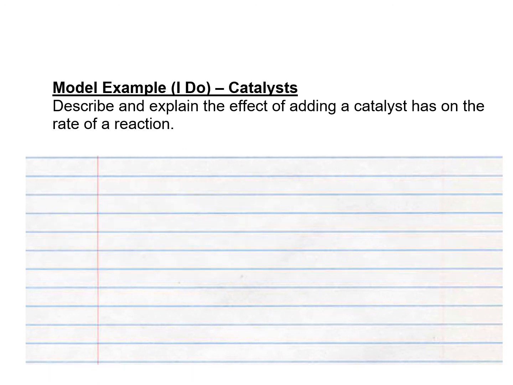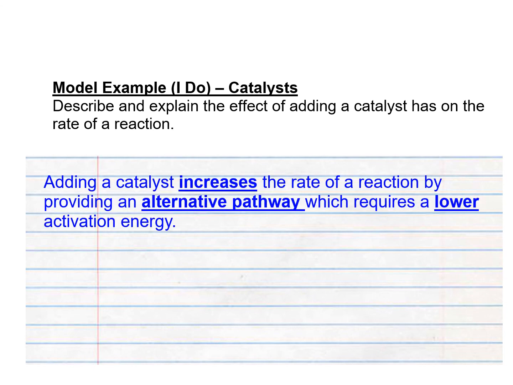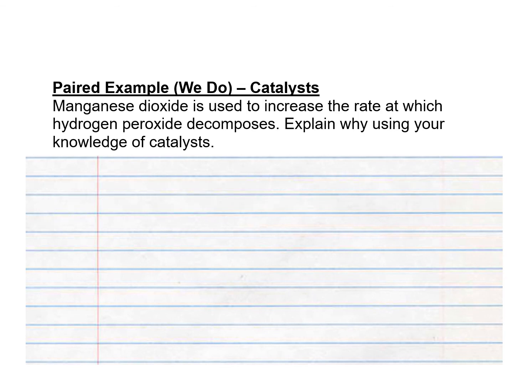The final example we're going to do is catalysts. The first thing we need to remember is that catalysts always increase the rate of reaction. Then we also need to talk about this alternative pathway and lower activation energy. Here's an example for you to try. Read the question, pause the video, and restart when you've got your answer.